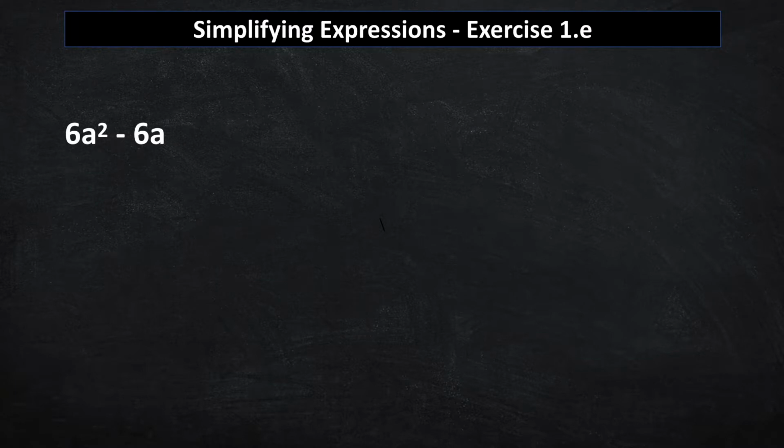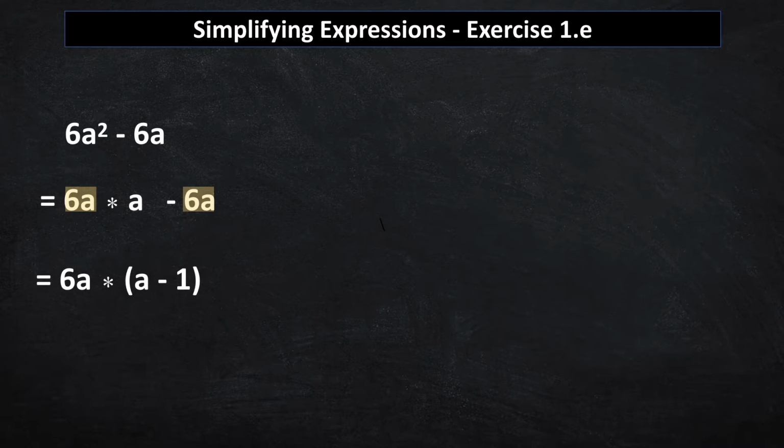The next example is the expression 6a squared minus 6a. This expression can be written as 6a multiplied by a minus 6a. The common parts of the two terms are 6a. And so we write this common part at the beginning and we multiply it by the remaining parts of this expression, a minus 1. Again, inside the parentheses, we have a letter a and a number 1, so we cannot do anything more than that. And so this is also the final answer to this exercise.